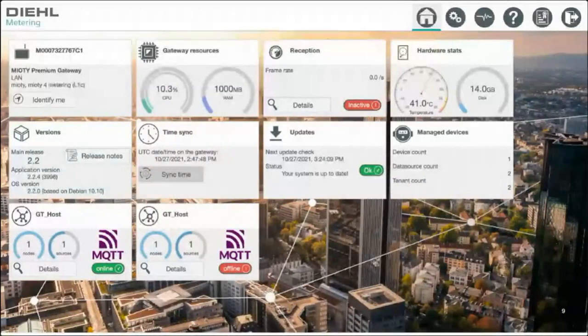On this screen, you can see a closer view of the main dashboard of the DIA Mioty gateway. It is showing quite a number of settings, so you can see the status of the system if everything's running cool. You can also see in the bottom left 2 GT hosts. GT stands for GREATECH. So we have implemented these MQTT connections to forward the data to our front-end dashboards that can also be customized and used by our customers. Next slide, please.